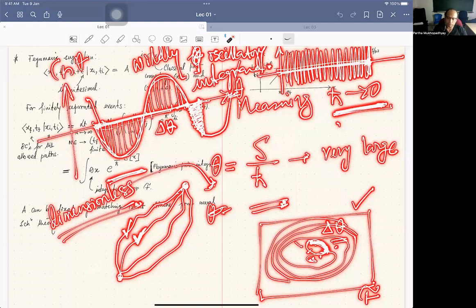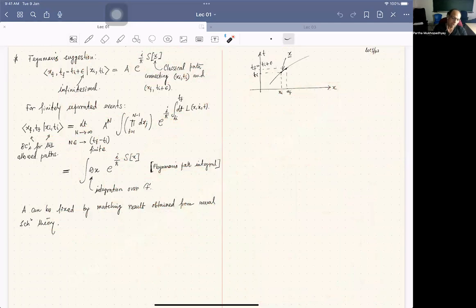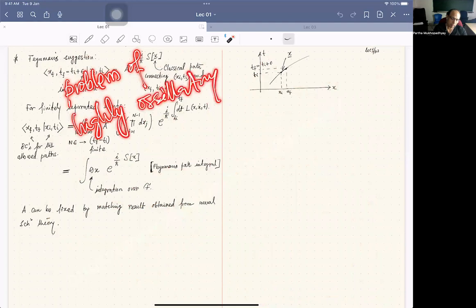So this is the problem of highly oscillatory integrals. The question is, how do we sort out this problem?